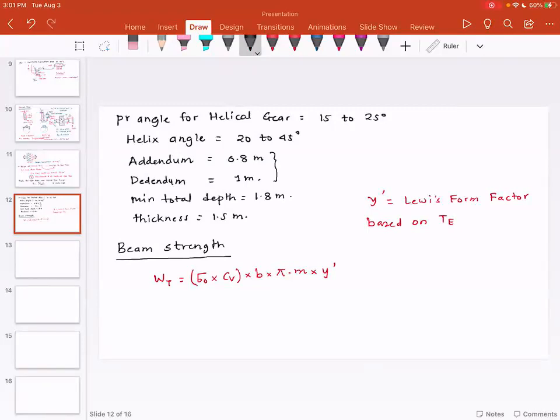The next step is what would you take as the velocity factor? The equation for the velocity factor that we used in the spur gear design, we can use the same values. Then the next thing is what would be the value of sigma naught? Sigma naught is the strength of the material, which comes from the spur gear design table.